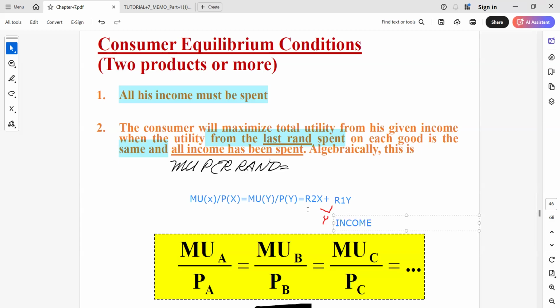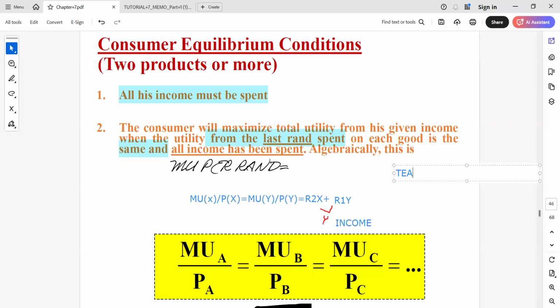So guys, let's say you have good X and good Y. They tell you good X is tea and good Y is chocolate. Let me write that down because I usually forget the examples I use. So it's tea and chocolate. They say your tea is 2 rand and your chocolate is 1 rand. So your tea is good X and your chocolate is good Y.